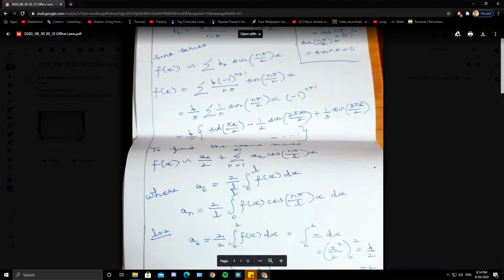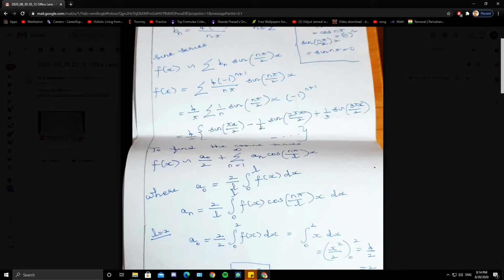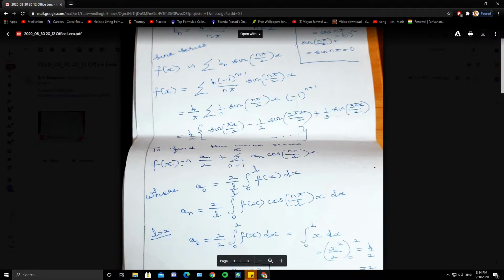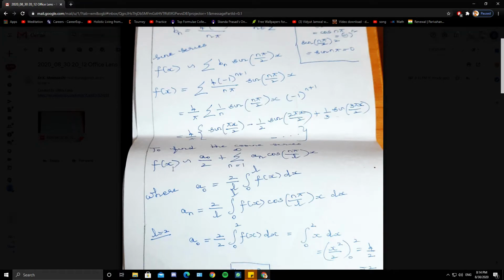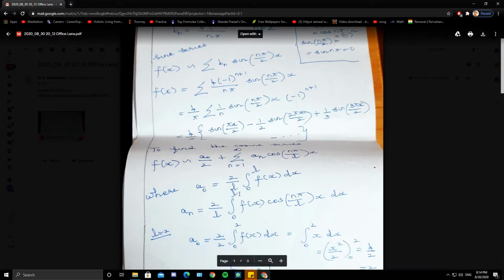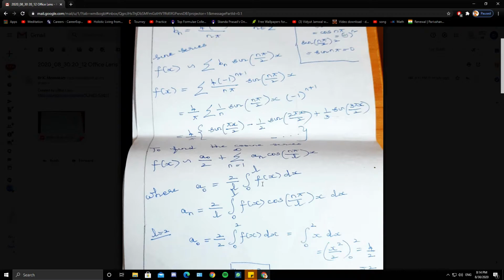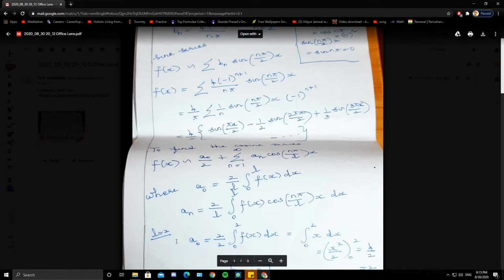Already we have got the sine series, which I discussed in the previous lecture. Now the cosine series formula: f of x converges to a naught by 2 plus summation n from 1 to infinity of a n cos of n pi by l x, where a naught is 2 by l integral 0 to l f of x dx, and a n is 2 by l integral 0 to l f of x cos of n pi by l x dx. So l is 2 here.